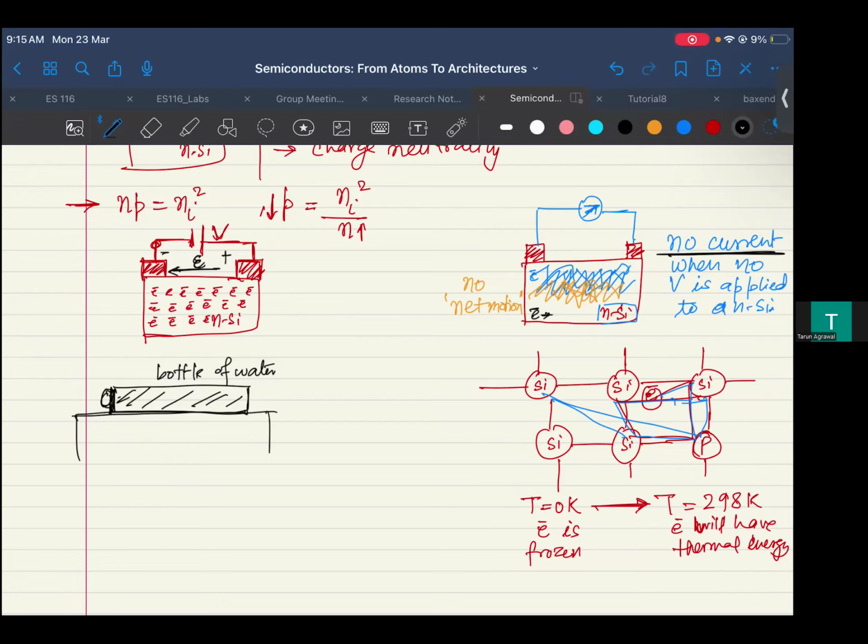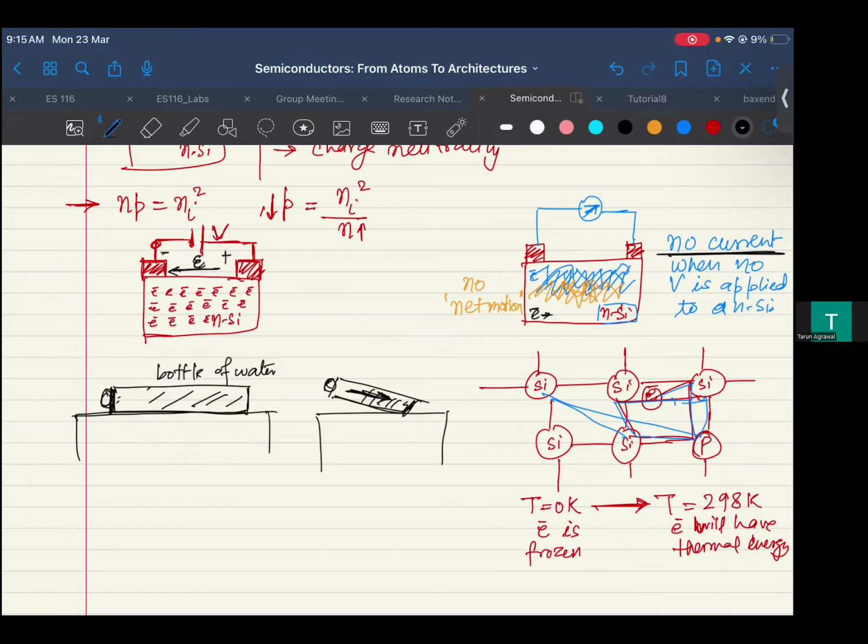Now suppose you pick the water up or you slant it. You slant the bottle, what happens? When you slant the bottle, you see the water will start to move to the bottom. If it was not fully filled, you will see there is more water at the bottom. What do you think is happening?